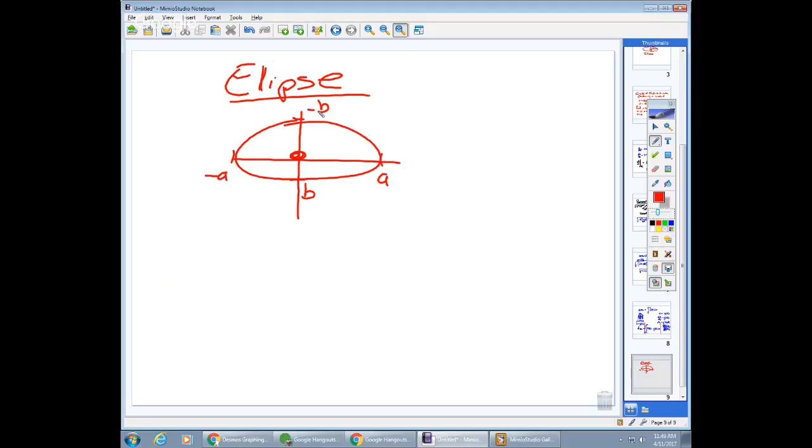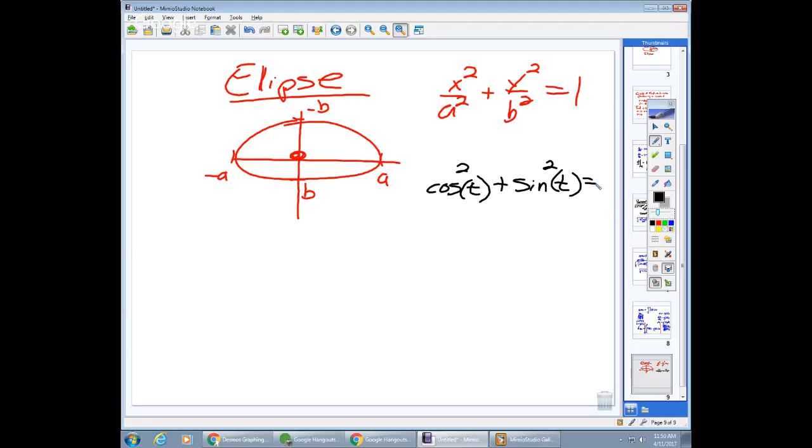The rectangular version of this would be x squared over a squared plus y squared over b squared equals 1. We have the wonderful relationship that the cosine of t squared plus the sine of t squared is equal to 1, right? And so to get an ellipse in parametric form, all you do is say, oh, wait a minute. Hey, I got this cosine of t thing that's squared, and we've got this x over a thing that's squared. We got this sine thing that's squared, and we have this y over b thing that's squared, and they both equal 1. So let's just make that relationship.